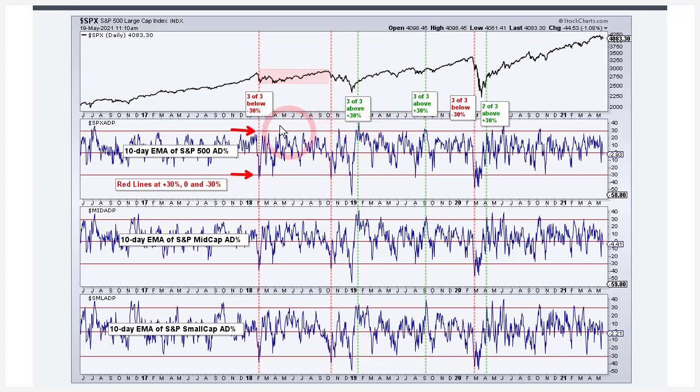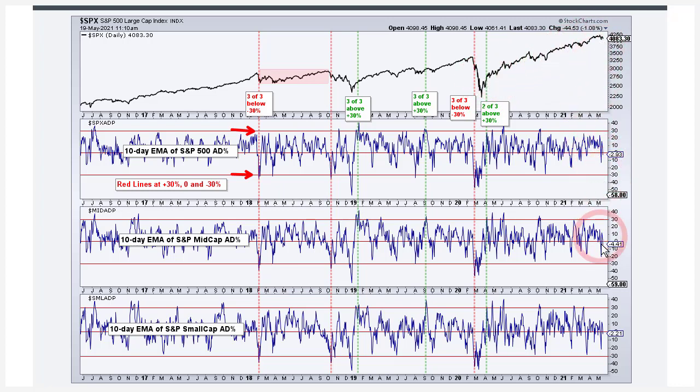And then you can see, well, by the way, this is for the S&P 500, the S&P MidCap 400, and the S&P SmallCap 600. And so I look for at least two of the three giving some sort of a breadth thrust to turn bullish or bearish on the broader market. So we got all three going above plus 30% there in January 2019. We had another affirmation, if you will, in September 2019. And then in late February, we had all three going below minus 30%. And then in April, they got back above plus 30% to turn bullish.